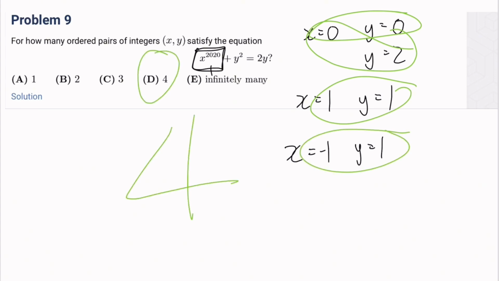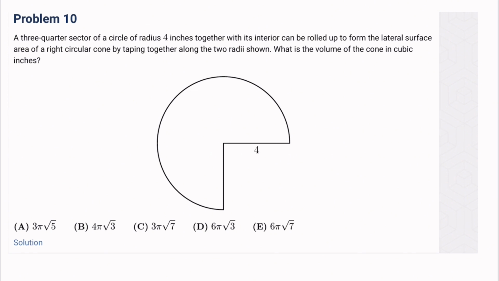The answer is D. Number 10, a 3/4 sector of a circle of radius 4 inches together with its interior can be rolled up to form the lateral surface area of a right circular cone by taping together along the 2 radii shown. So it's this one and this one. Those two will be taped together. What is the volume of the cone in cubic inches?